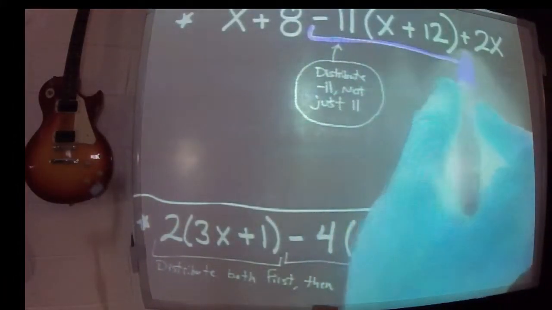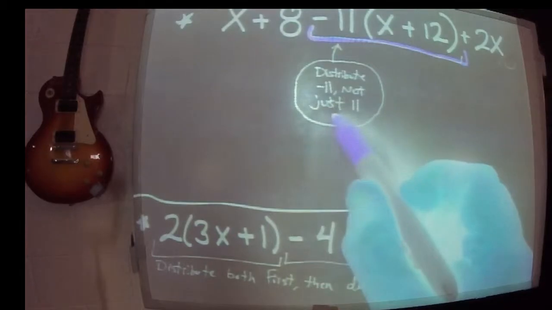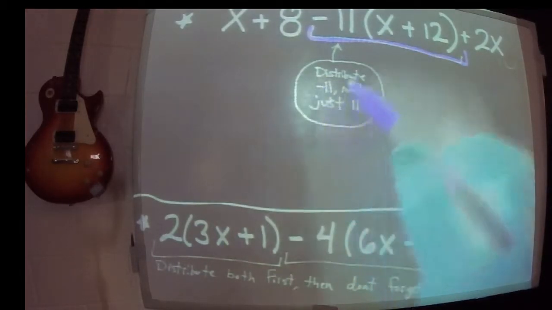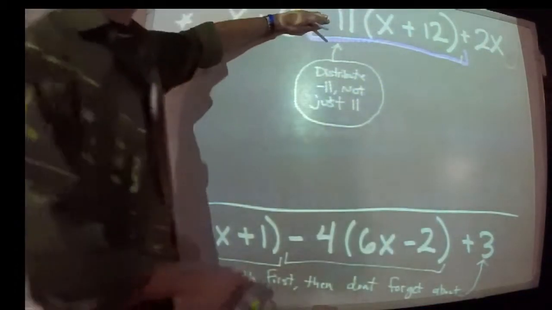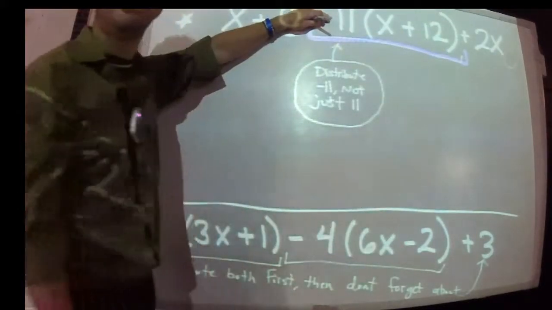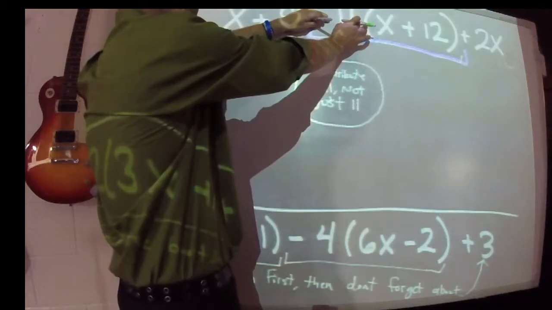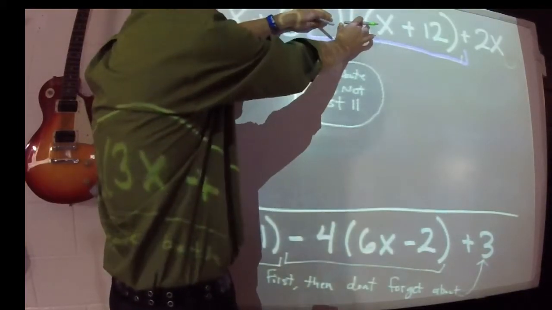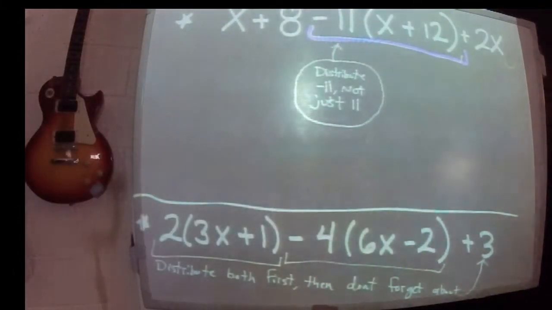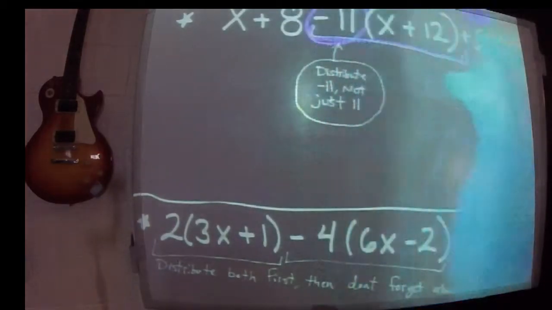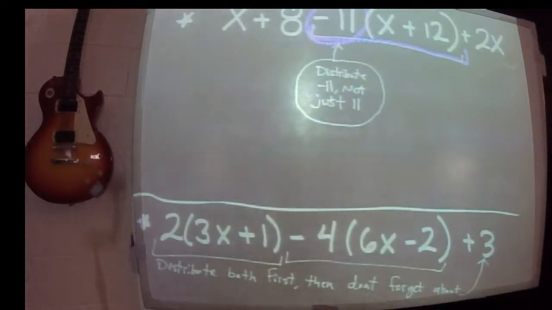Now, what I want to point out is, what does this say? Distribute -11, not just 11. If you started distributing an 11, you've done it wrong. The number outside is this number plus whatever sign comes with it. So it is negative. So circle -11, to remind yourself that what you're distributing is -11.